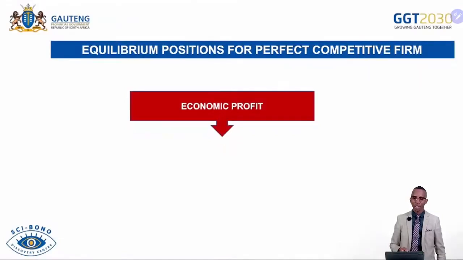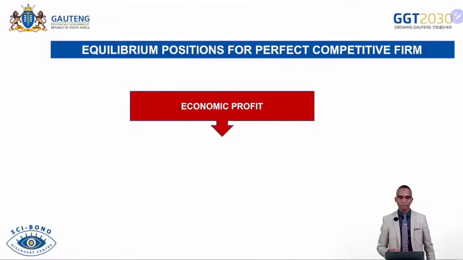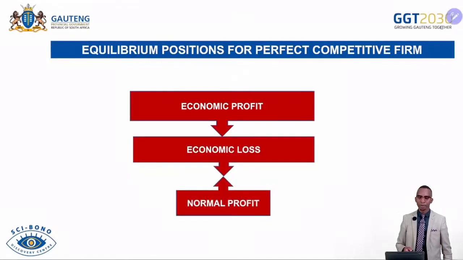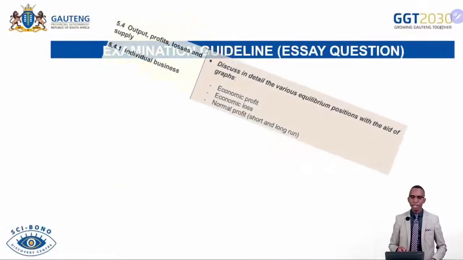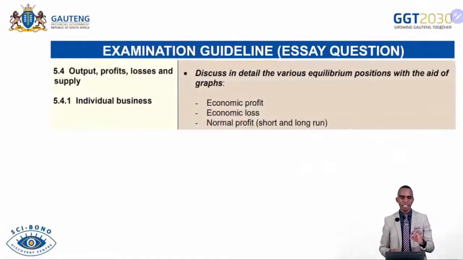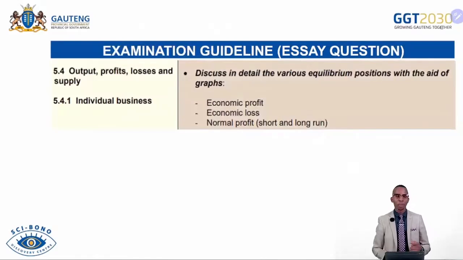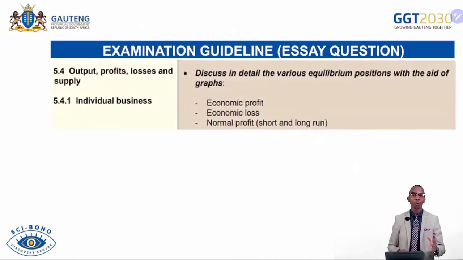So equilibrium positions for the perfect competitive firms: we have economic profit, economic loss, and the normal profit. So here we explain those conditions. Remember, it's an essay here. According to the examination guideline, it can say, discuss in detail various equilibrium positions with the aid of graphs under the perfect market. That's when you will be discussing economic profit, economic loss, and the normal profit. You must be able to draw the graph, explain conditions for a profit or loss or normal profit, and then be able to interpret your graph.